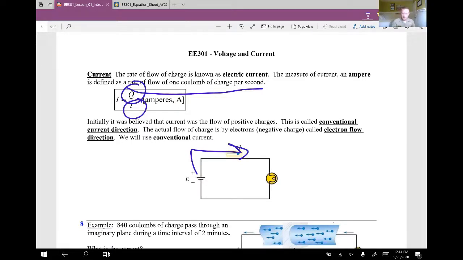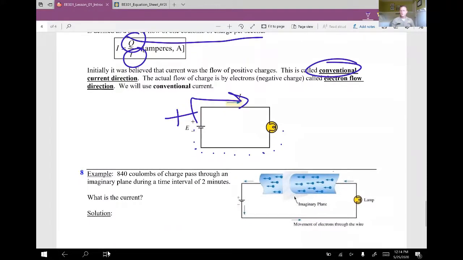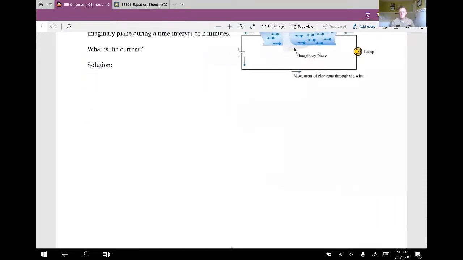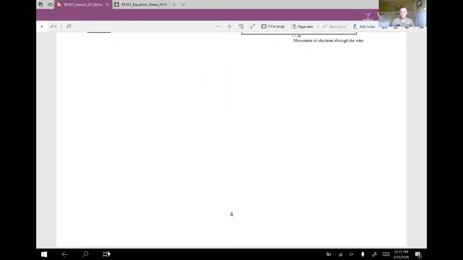Actually, the negative electrons flow out of the negative side, and they flow toward the positive side is how the actual electrons flow, but we will be using conventional current direction. So always, always, always draw your current coming out of the positive end. Positive end is where the current flows out of. Here's a description in problem number 8 of actual electrons moving. I'm just going to move on through because everything that we'll be doing will be in conventional current direction.